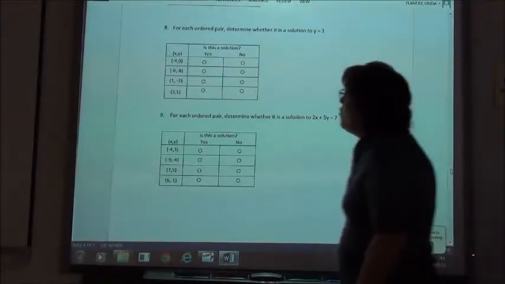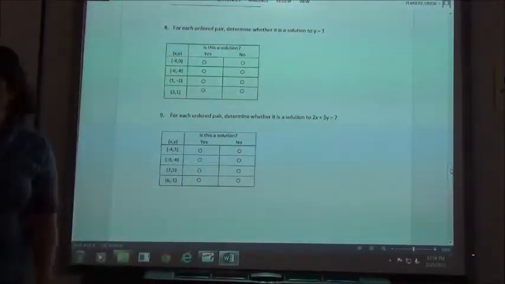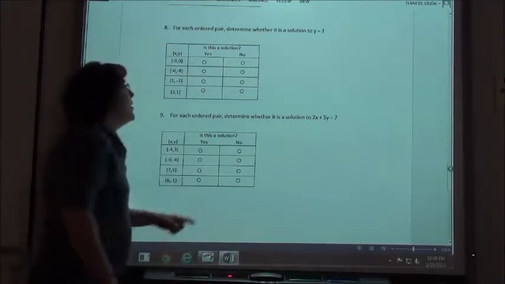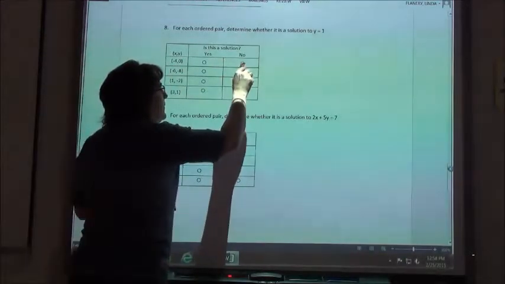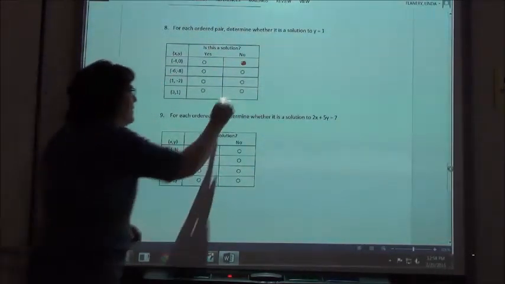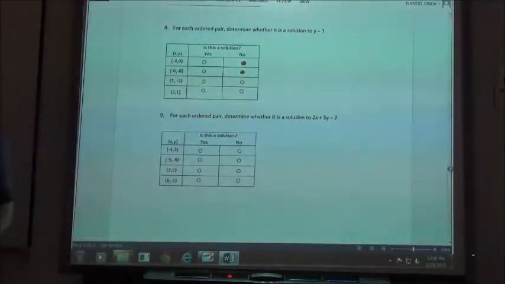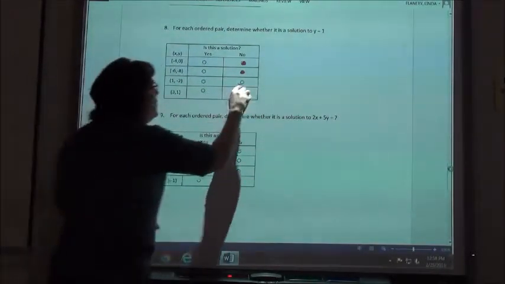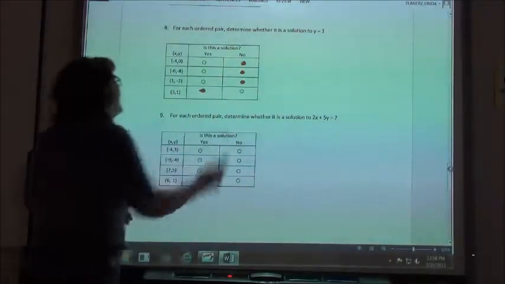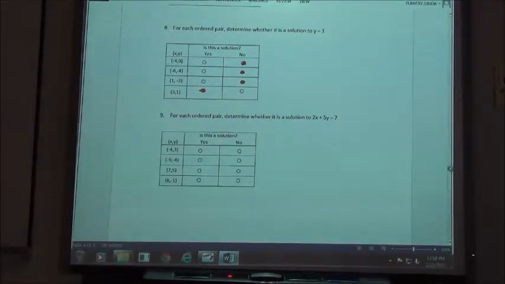It says, for each ordered pair, determine whether it is a solution to y equals 1. Well, we know the y value is always the second one in our ordered pair. So all we're really doing is looking for which ordered pair has a y value of 1. In this case, the first one has a y value of 0, not 1. The second one has a y value of negative 8. The third one has a y value of negative 2. And the last one has a y value of 1. Hey, that's the one we're looking for. There's only one point there that has a y value that's equal to 1.